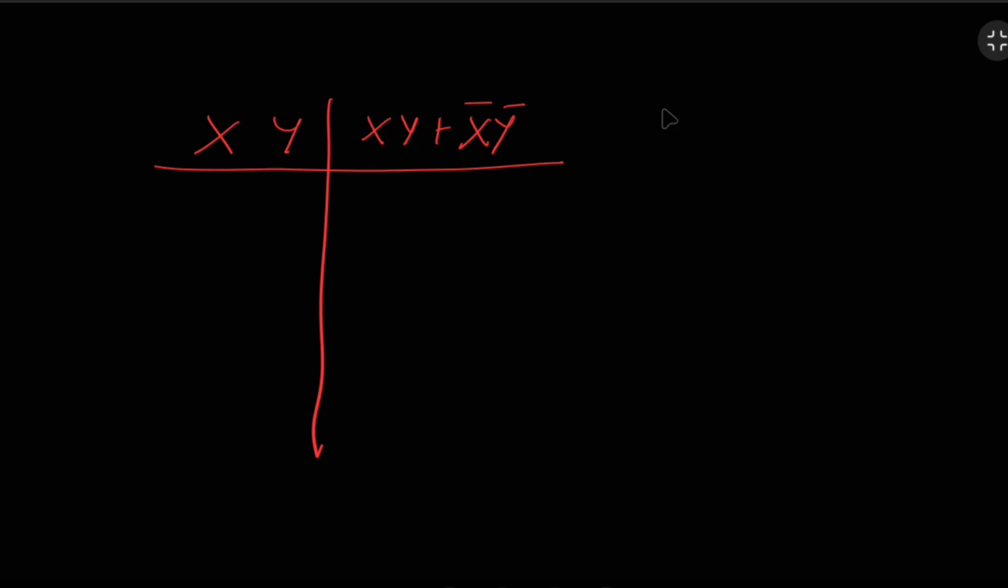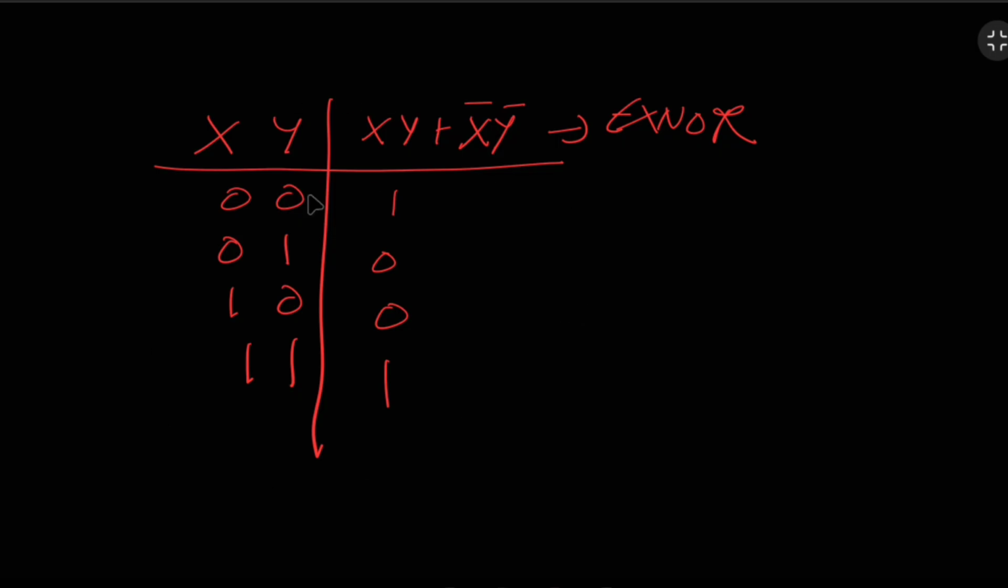Now let us fill another truth table. Let us take xy plus x'y'. What is this expression? This is your exclusive NOR, XNOR. So how many rows? If you have two variables, then 4 rows, in general 2 power n rows. Since this is exclusive NOR, this will be the truth table. We have seen all of this earlier.